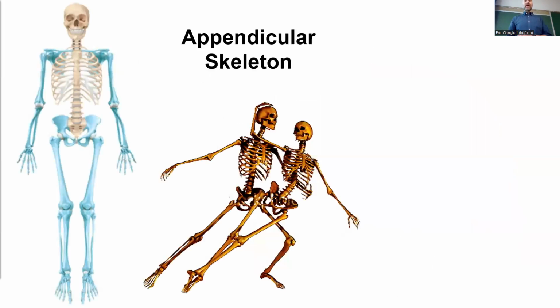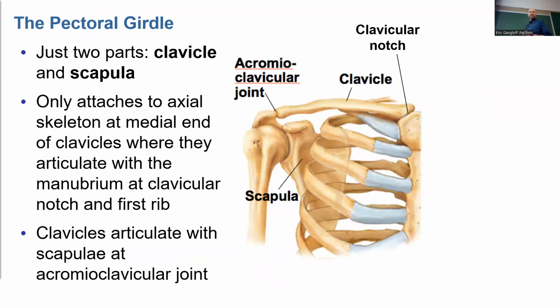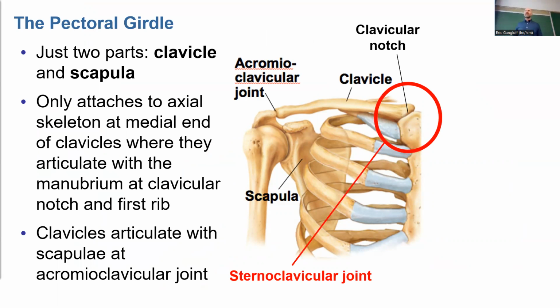All right, let's talk about your appendicular skeleton. So this is a bit of review. We covered this on Monday. The pectoral girdle includes just 2 bones, your clavicle and your scapula. Of course, 2 bones on either side. You have a left and a right clavicle and scapula. And important to note, this is the only point where the pectoral girdle, and therefore your upper limbs, articulate with the axial skeleton, is this sternoclavicular joint.